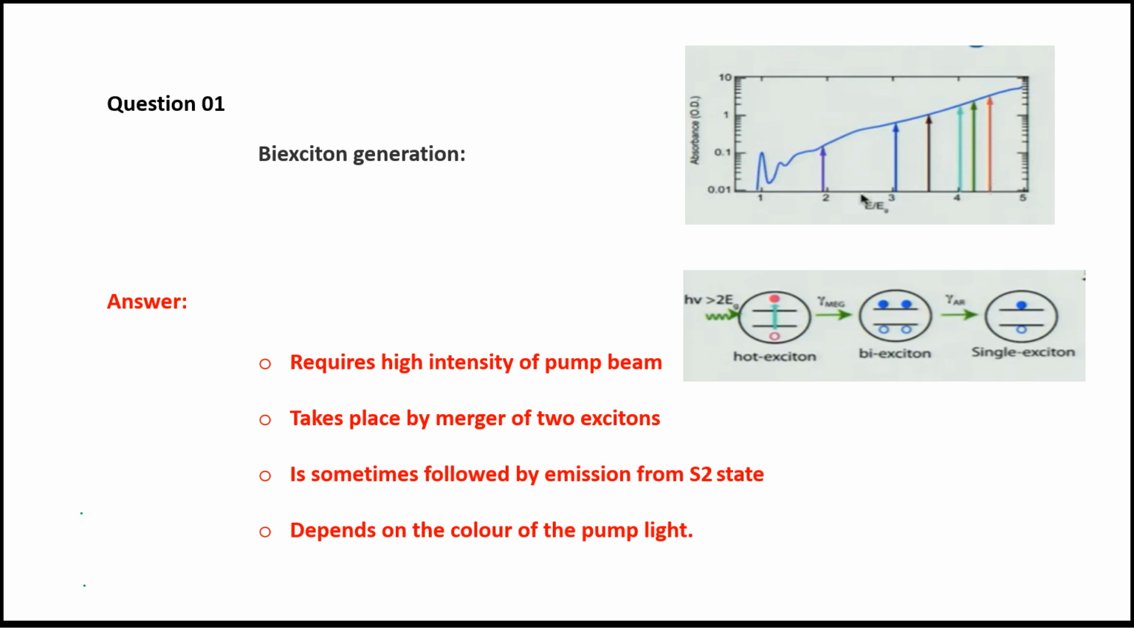The name suggests something related to the excited state. Bi-exciton is the generation of two excitons. Now, what is an exciton? An exciton is an electron-hole pair.